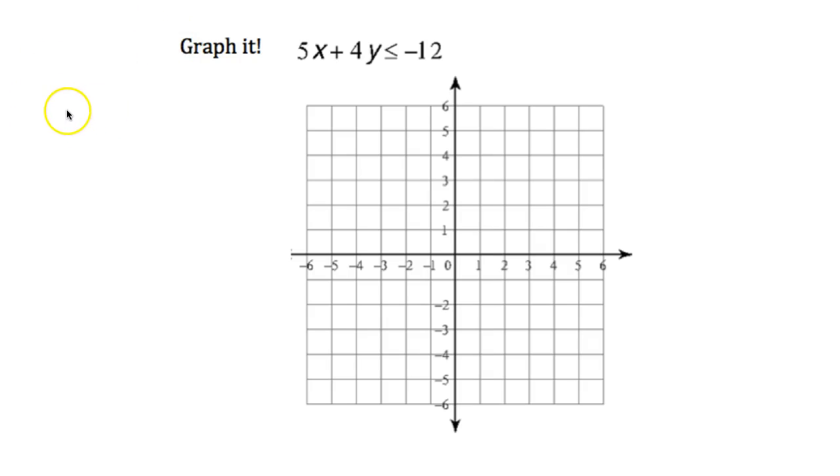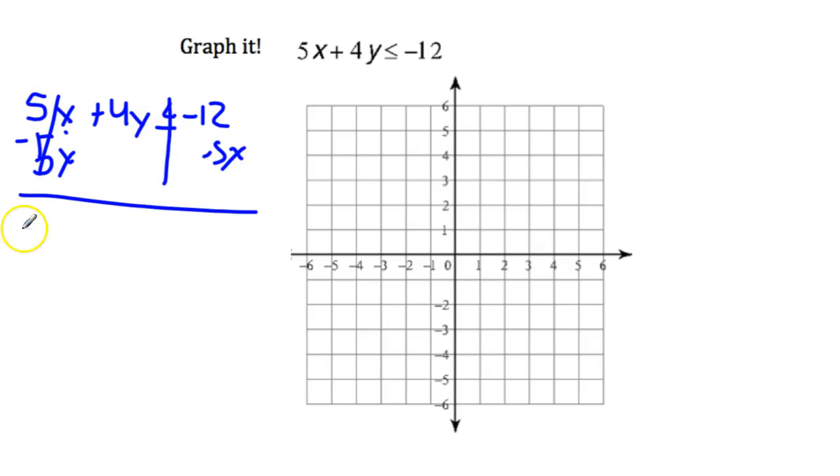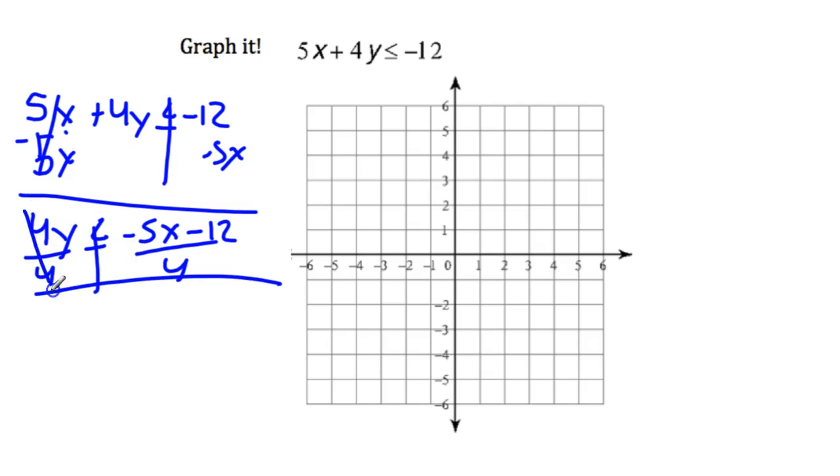Alright, let's do it. First step, put it in y equals mx plus b. So we have 5x plus 4y less than or equal to negative 12. So I'll do minus 5x, minus 5x. That cancels. I have 4y less than or equal to negative 5x minus 12. Then I divide by 4, divide that by 4. That cancels. Y is less than or equal to negative 5 over 4x minus 3.